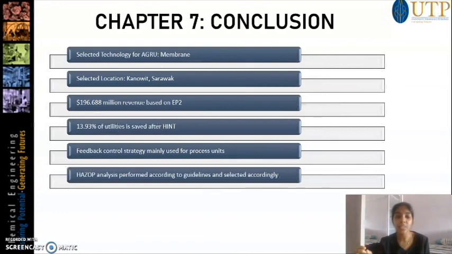The control strategy, which is mainly used for the process units, is feedback control. And lastly, hazard analysis was performed for the safety of the plant, to come up with a viable and economical natural gas offshore platform.